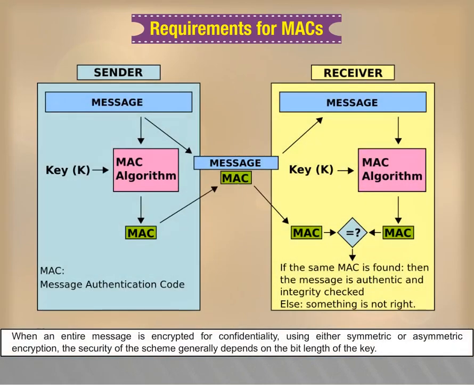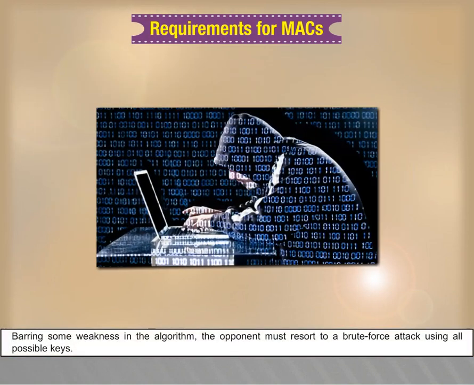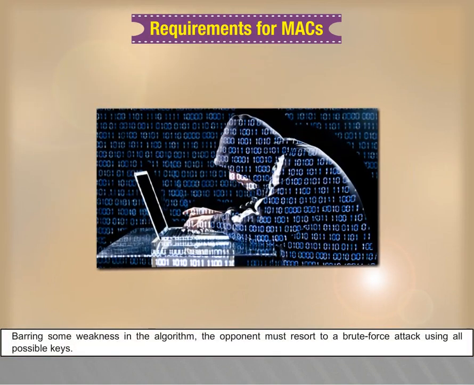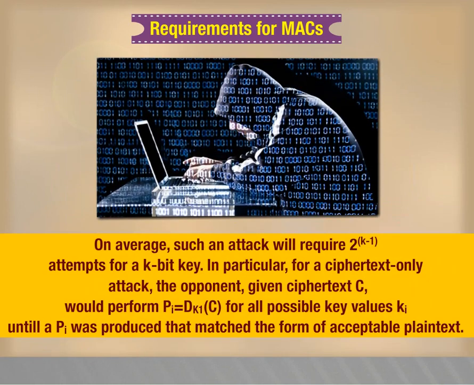When an entire message is encrypted for confidentiality using either symmetric or asymmetric encryption, the security of the scheme generally depends on the bit length of the key. Barring some weakness in the algorithm, the opponent must resort to a brute force attack using all possible keys. On average, such an attack will require 2^(k-1) attempts for a k-bit key. In particular, for a ciphertext-only attack, the opponent, given ciphertext C, would perform Pi = D(Ki, C) for all possible key values Ki until a Pi was produced that matched the form of acceptable plaintext.